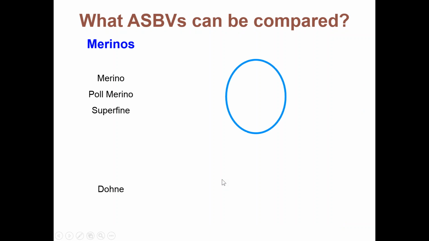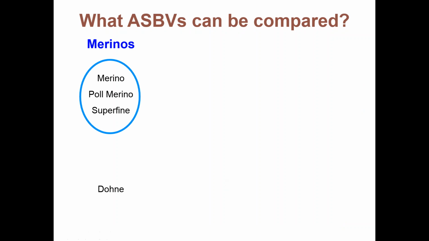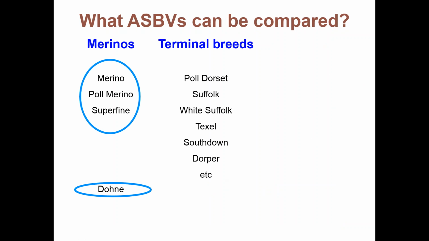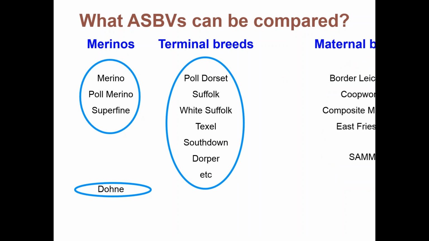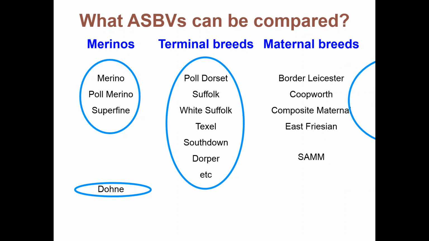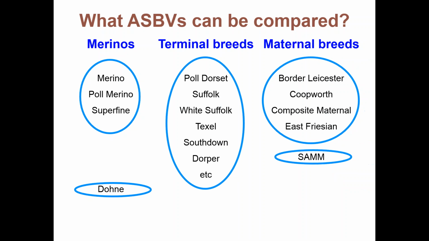Okay, just ASBVs are not applied across the whole sheep industry. There's different ASBVs for different types of sheep. Merinos are in one group, Dorpers in another, all the terminal breeds in another group, and the same with maternal breeds are grouped together, except for SAMs who are in a different group.